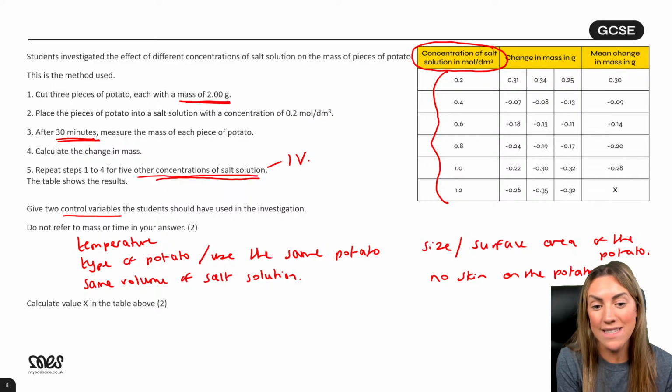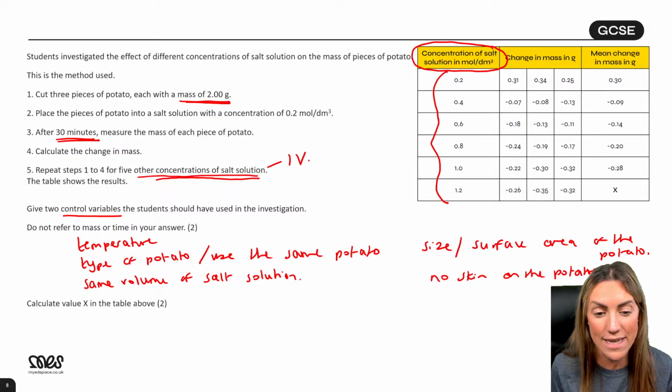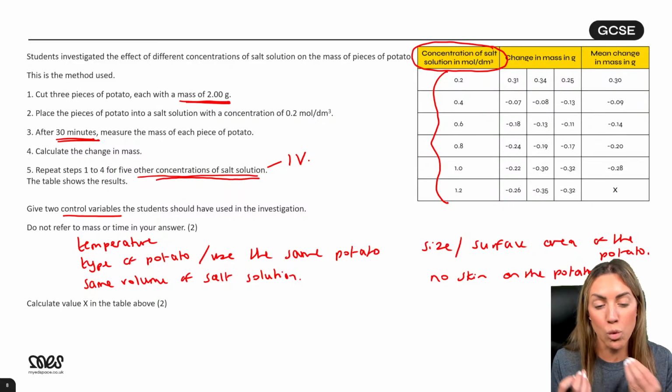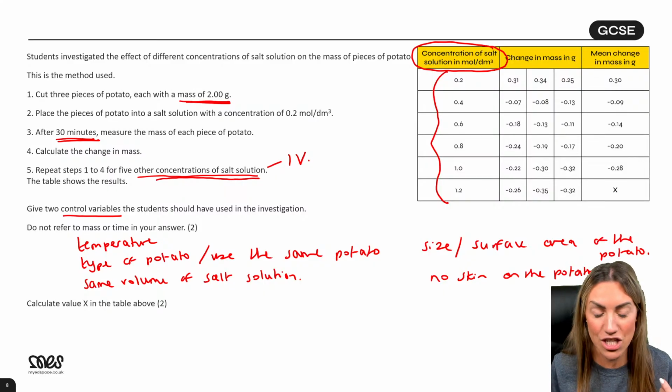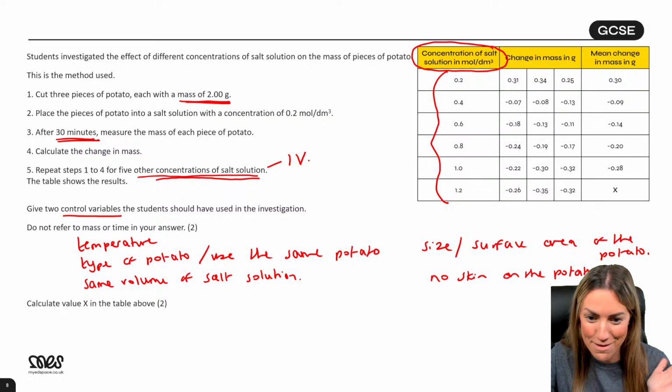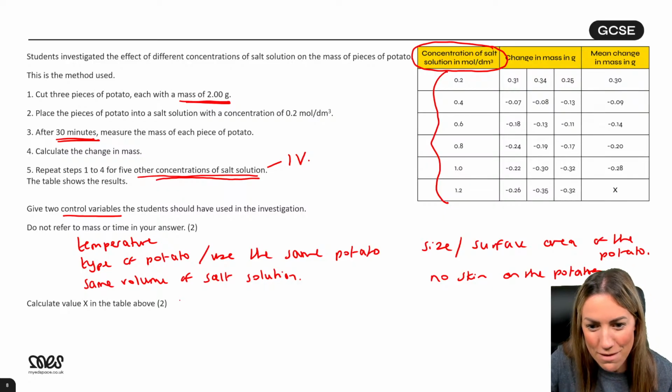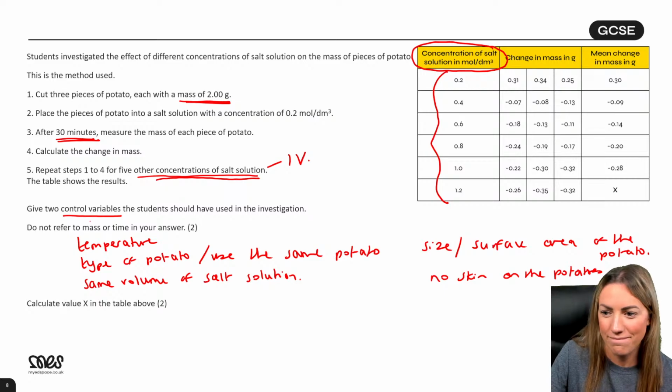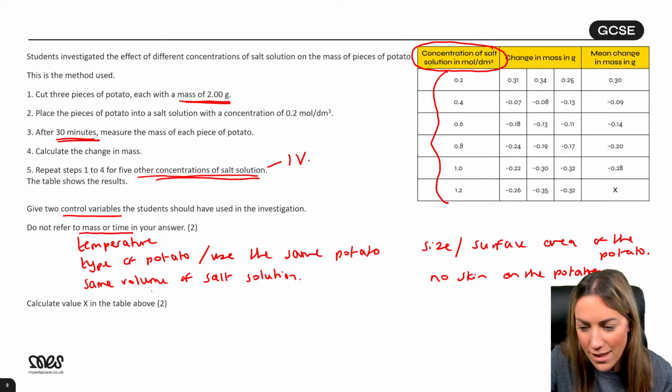Why keep temperature the same? Guys, temperature is so important, isn't it? If you increase the temperature, then obviously the water molecules would have more kinetic energy and then the rate of osmosis would be faster and that would certainly affect your results. Yeah, radius would be fine. I can't say mass or time because it says do not refer to them.